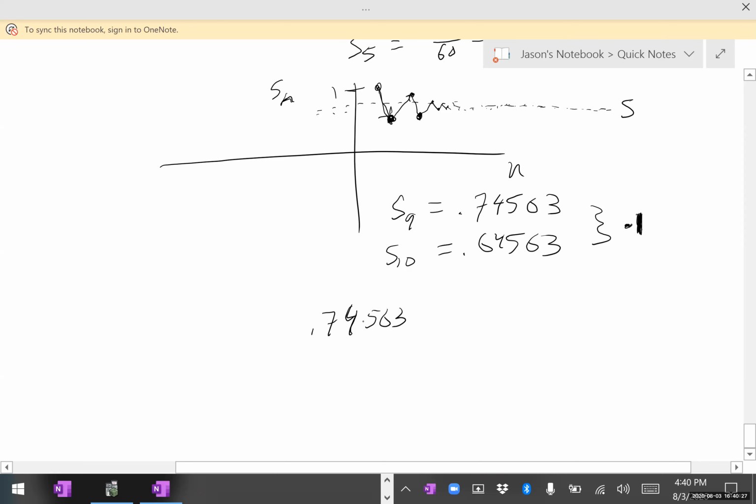0.74563, right? And then I would have subtracted 1/10 to get the next one. So let me write it like this as an interval. I know that at some point, 0.64563, and 0.74563.